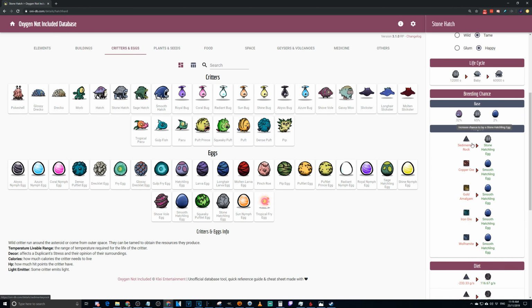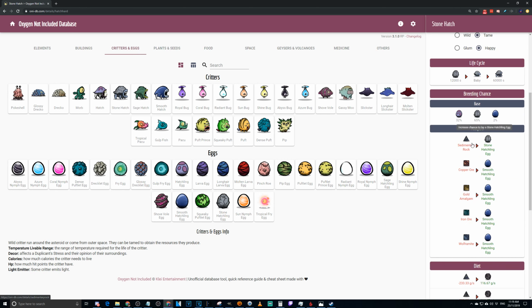If we swap them over to wild, we get a lay egg every, whatever the period is. If they're wild and glum, you can see how many calories they need. Tame and happy, they consume a lot more calories per second compared to wild and glum. That's a really cheap way, or wild and happy. Tame and glum. You can change all the different options and try and work out how you want to do your critter ranches.